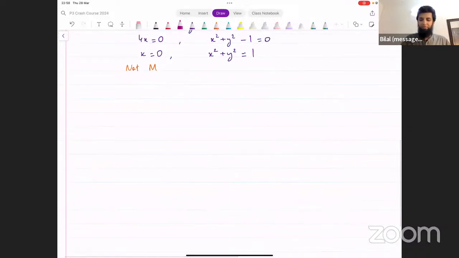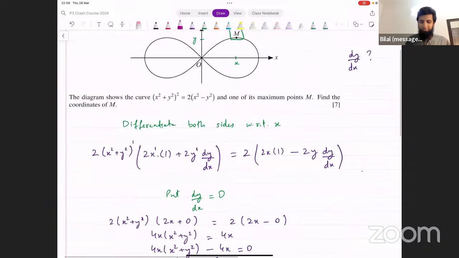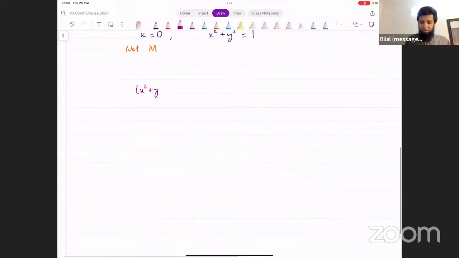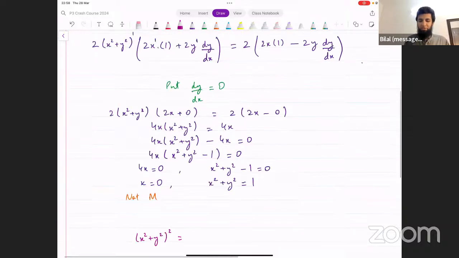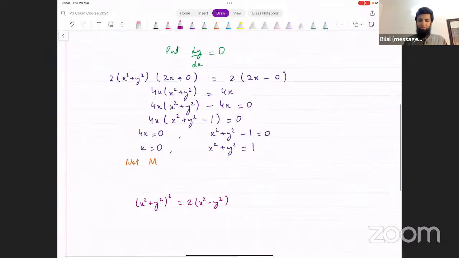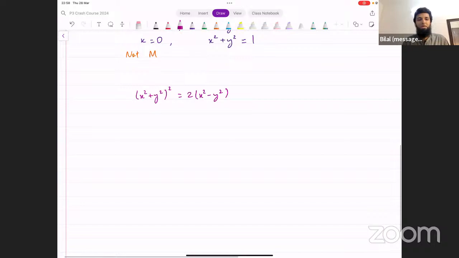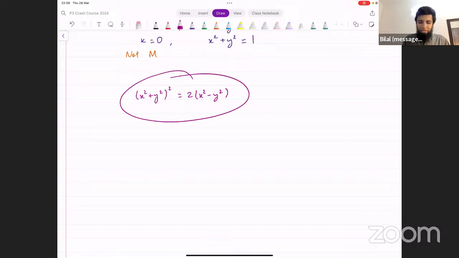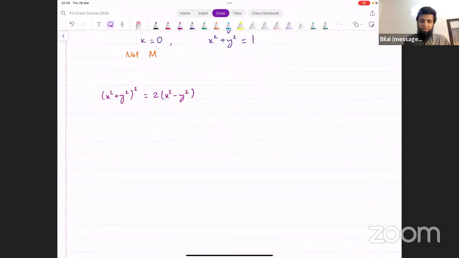Now, what was that equation? That was given in the question already. It was x squared plus y squared whole squared, equal to 2 into x squared minus y squared, right? That's what that function was. Now we have to solve this equation and this equation simultaneously, and that should give us values of x and y. Now, how do we solve these two equations simultaneously? This is x squared plus y squared equals 1.